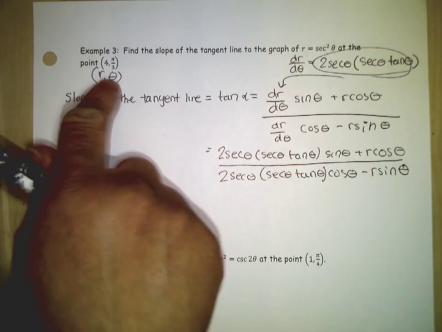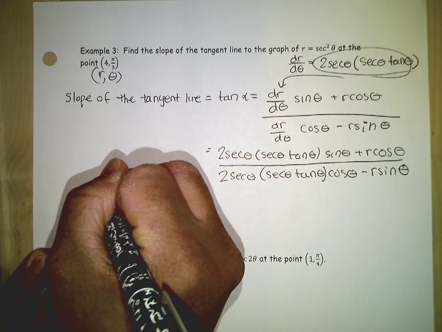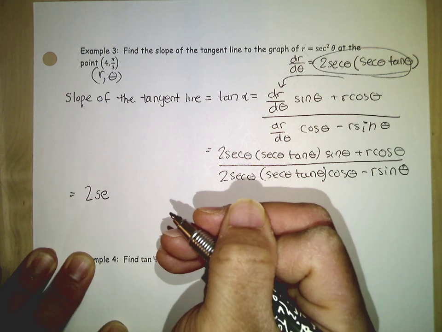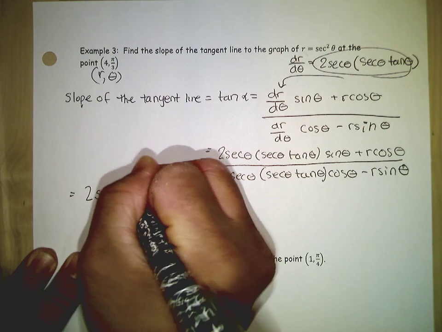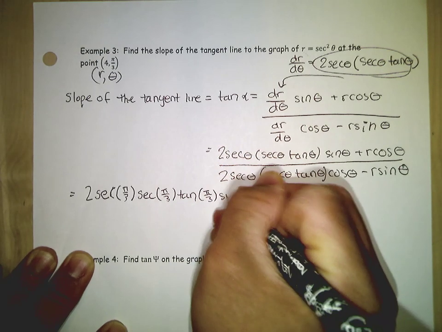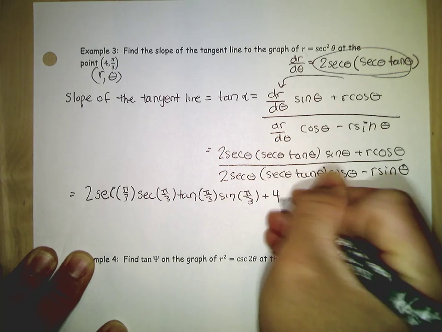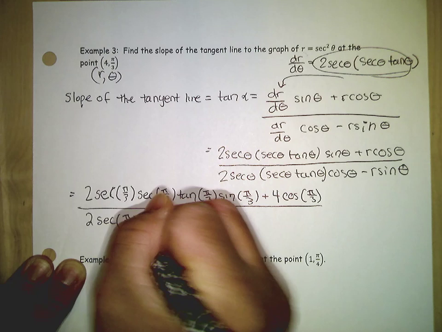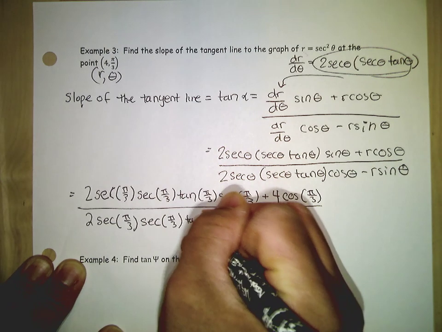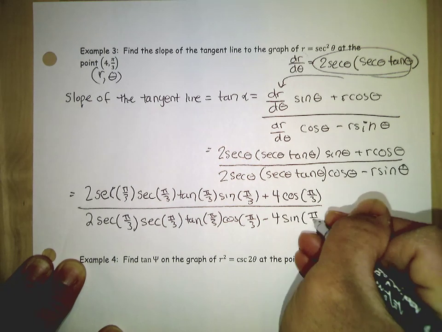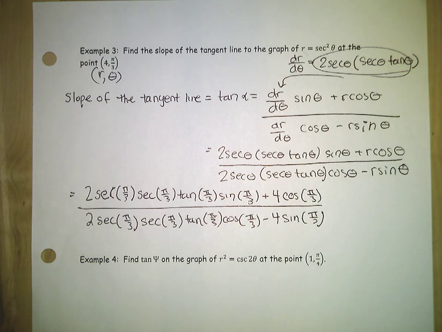So if I just substituted the r and the theta directly, I have 2 secant of pi over 3, secant of pi over 3, tangent of pi over 3, sine of pi over 3, plus r was 4, so 4 cosine of pi over 3, all over 2 secant of pi over 3, secant of pi over 3, tangent of pi over 3, cosine of pi over 3, minus 4 sine of pi over 3, and the secant of pi over 3, well, that is going to be 2.